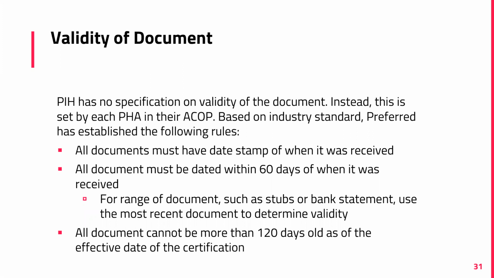So for example, if they're starting the annual recertification 120 days prior to the effective date, because they should, they give us a document and we date stamp it. The document is a month old when we receive it. But since it's a month old and we start the certification 120 days prior to the effective date, that makes that document more than 120 days old as of the effective date of the certification. So we can't use it, okay?